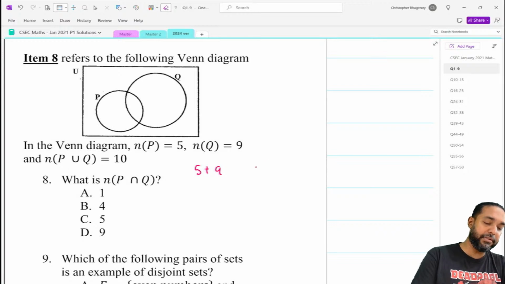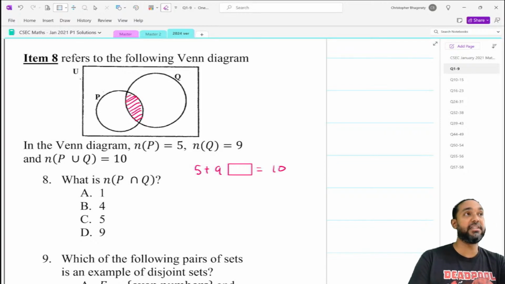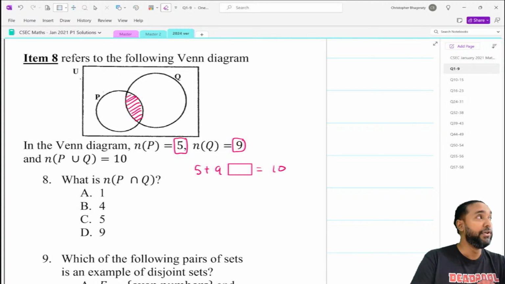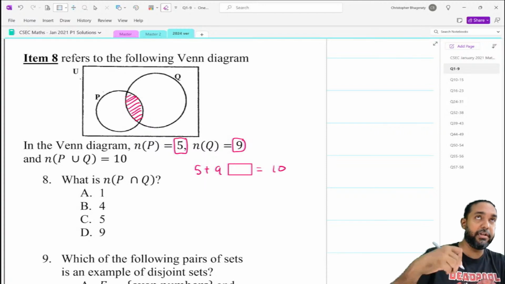But if you do want to get 10, you clearly have to subtract something, and that'll be the intersection, because you subtract that to avoid double counting the elements in the intersection. The elements in the intersection exist here and here simultaneously. So if you add 5 and 9, you're double counting the intersection one time. That is what I mean when I say you're double counting the number of elements in the intersection.